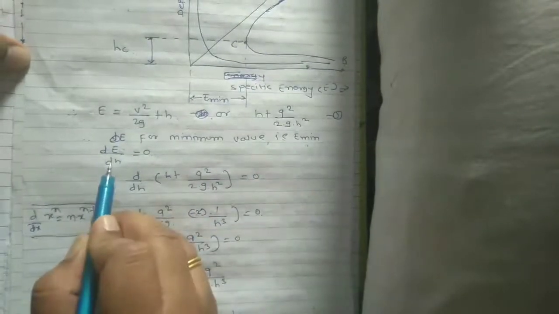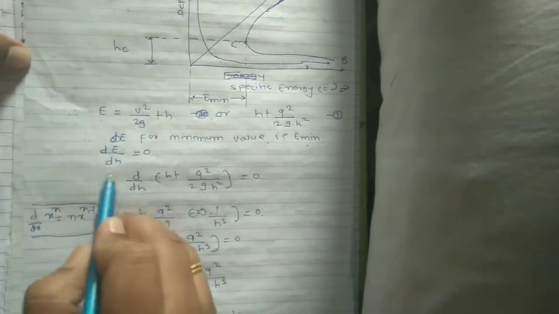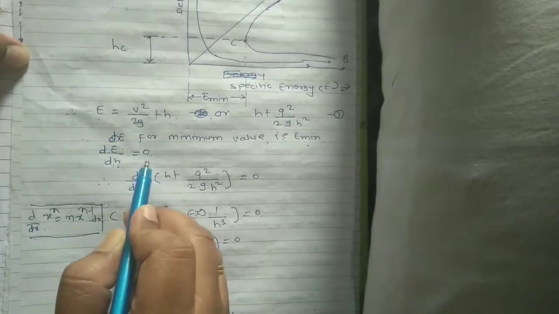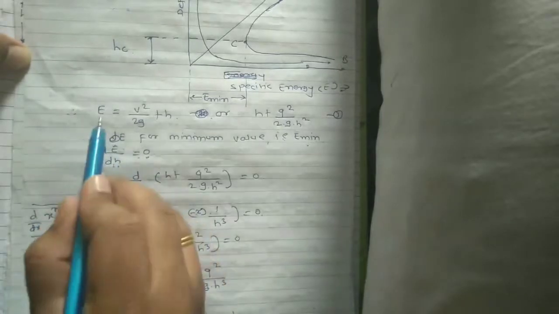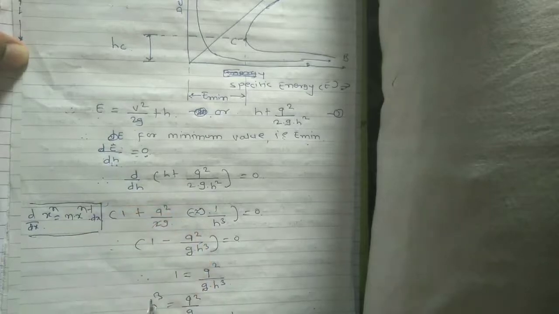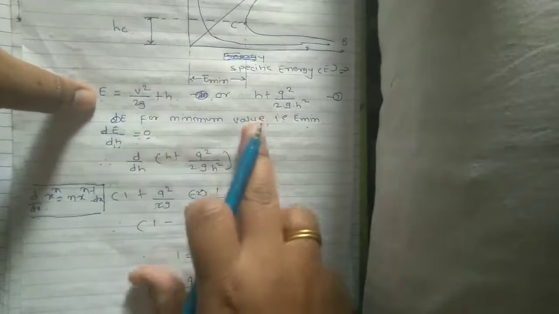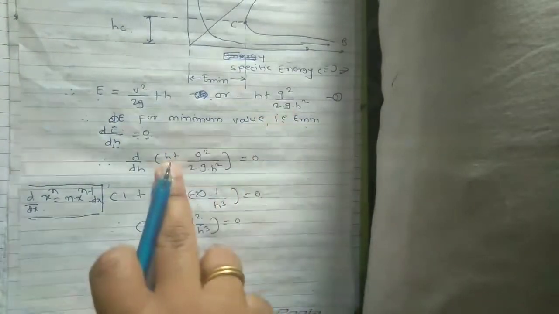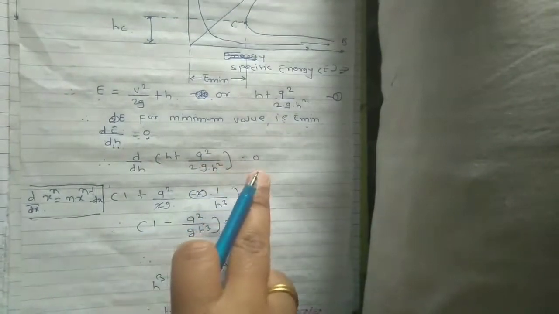So how do we find the minimum value? We have to find the derivative of the energy with respect to the variable h, that is dE by dh equal to 0, which means the slope is equal to 0. So take the derivative of equation number 1 with respect to h. Therefore d by dh of h plus Q square by 2g h square is equal to 0.